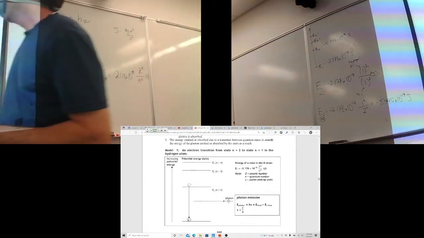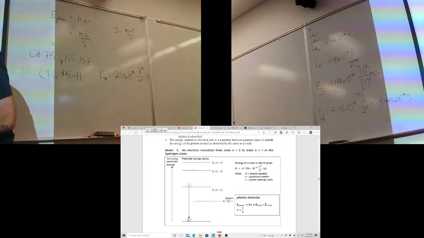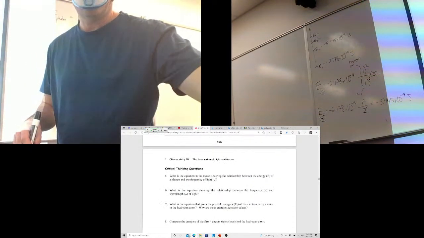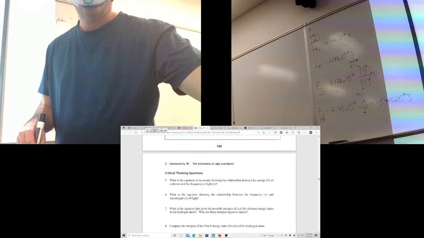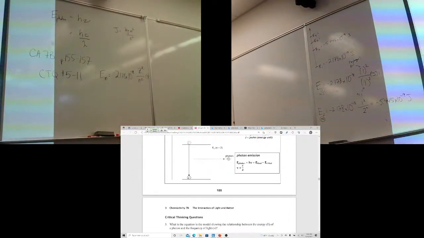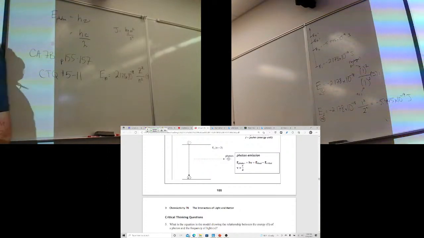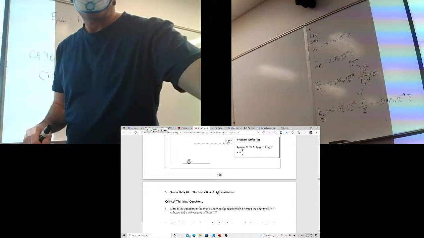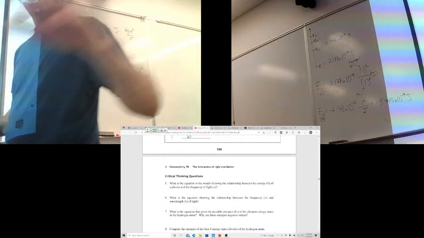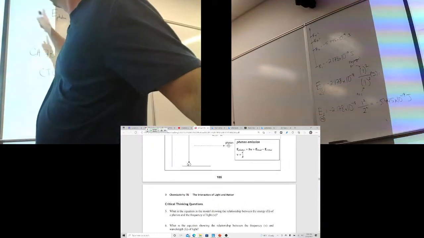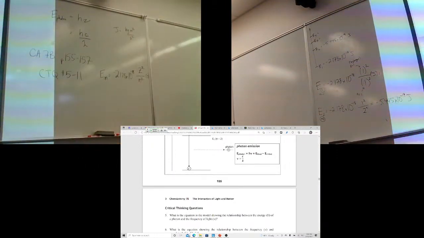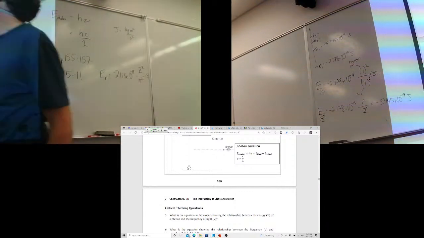There's the equation that shows the relationship between frequency and energy. I think that's what they're asking for. It's this equation here, showing the relationship between energy and frequency. What is the equation showing the relationship between frequency and wavelength? It's right on the board too. There it is, frequency and wavelength.